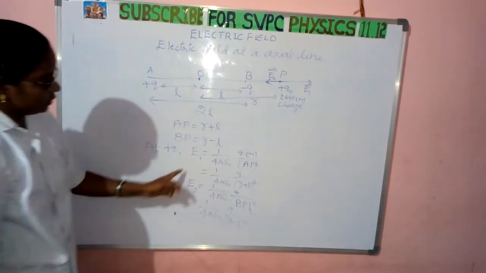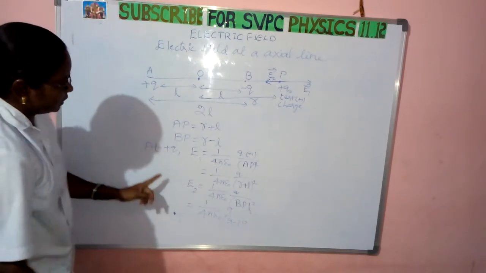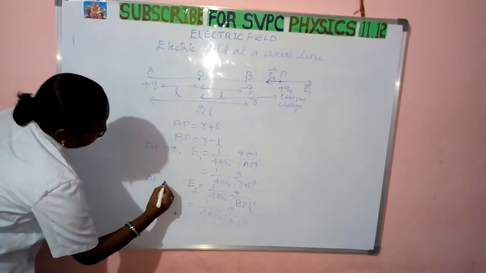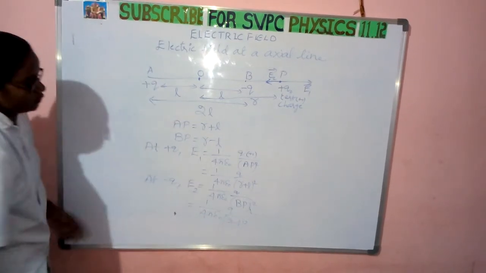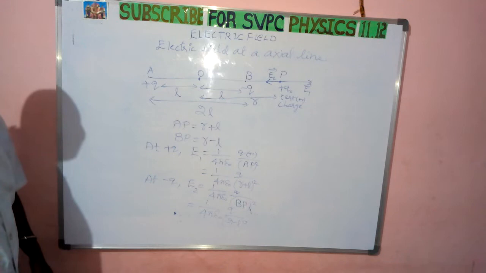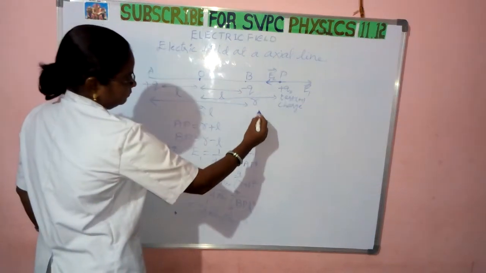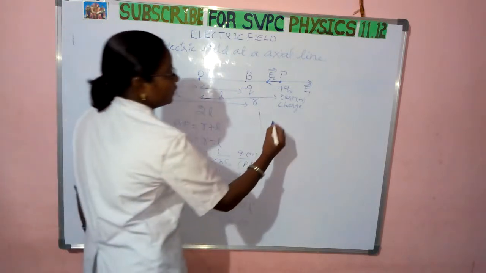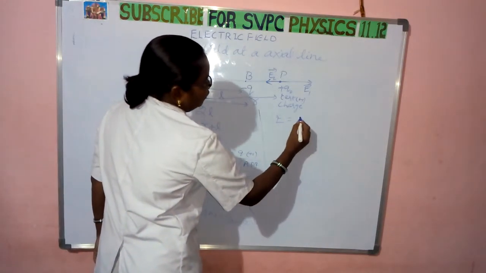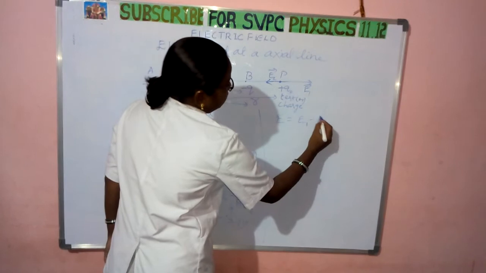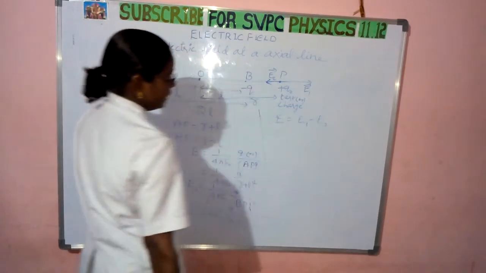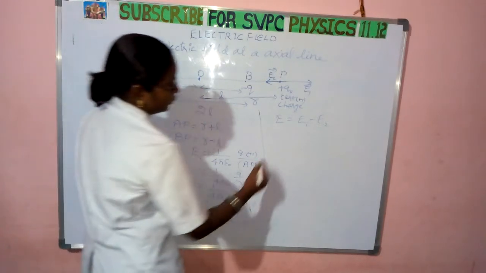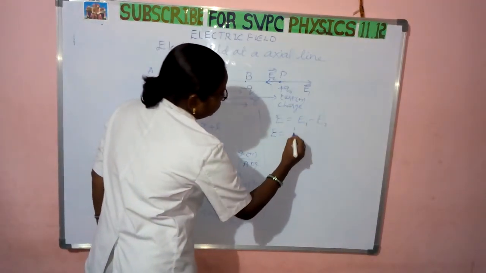This is equation E1, for the positive charge, and E2 is for the negative charge. So E1 and E2 we got. Now the total field is equal to E1 minus E2. You just substitute E1 and E2. E is equal to E1 minus E2.